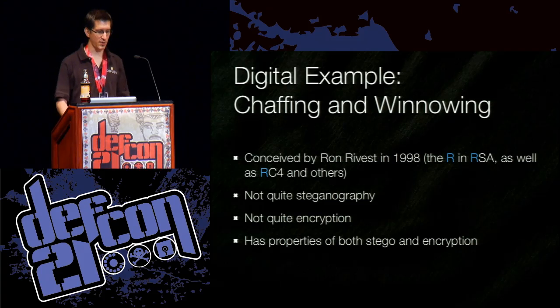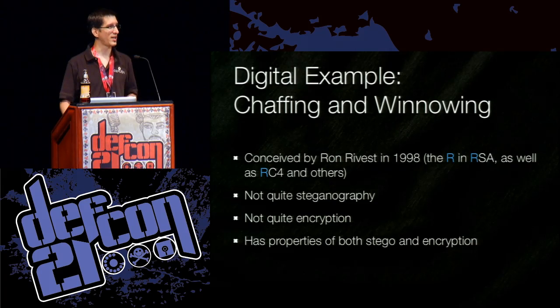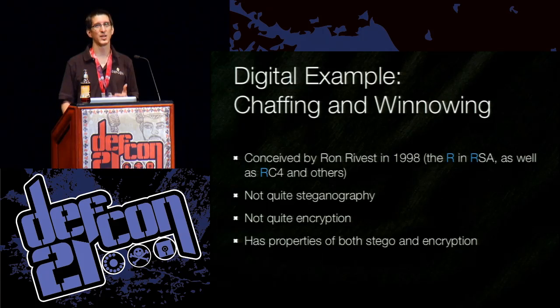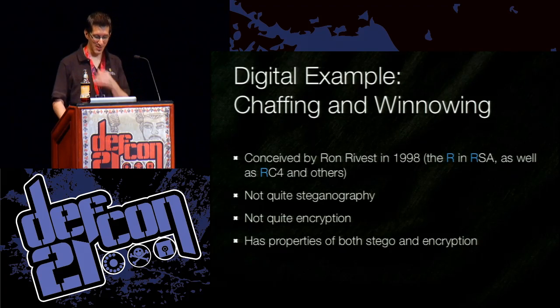The last digital example we'll be talking about is chaffing and winnowing. This is probably the most interesting one for me, at least. It was conceived by Ron Rivest in 1998. He's the R in RSA. He also made the RC4 algorithm that a lot of the WEP stuff was based off of. Chaffing and winnowing isn't exactly encryption, and it isn't exactly steganography. It's sort of a hybrid of both, but it isn't really either. It has properties of both.